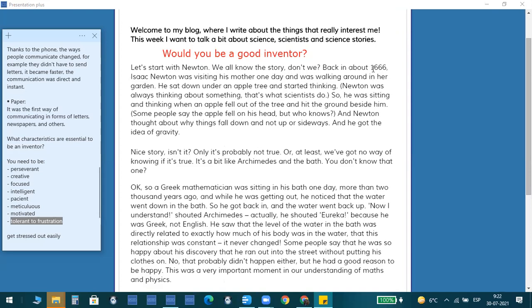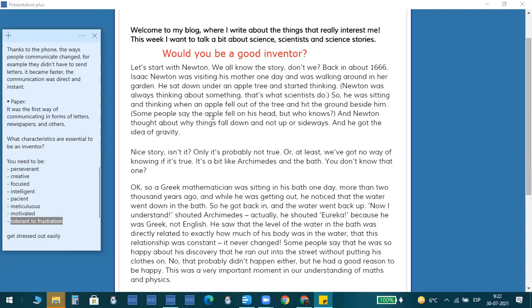Back in about 1666, Isaac Newton was visiting his mother one day and walking around her garden. He sat down under an apple tree and started thinking. Newton was always thinking about something. That's what scientists do. So he was sitting and thinking when an apple fell out of a tree and hit the ground beside him.